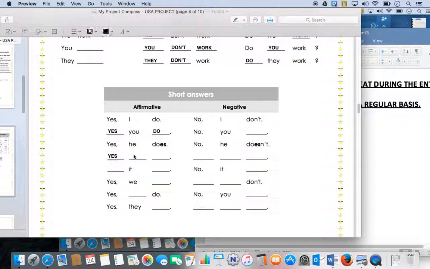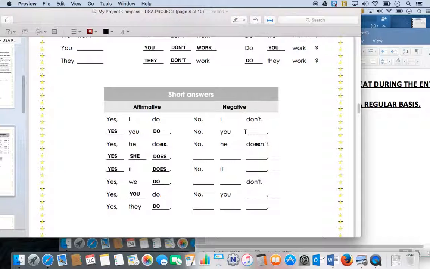Yes, he does. Sorry, not it, so it'd be yes, she does. Yes, it does. Yes, we do. Yes, you do. Yes, they do. Okay, let's just take a few minutes to copy that down.